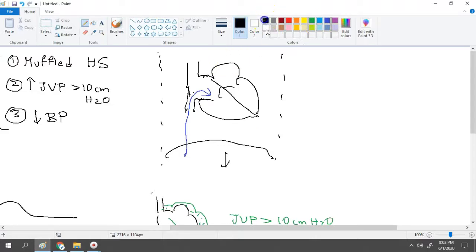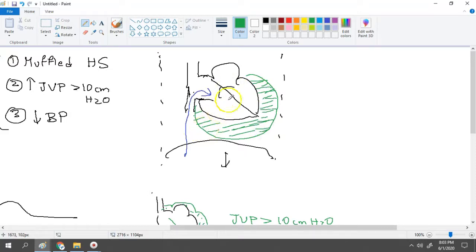Normally, this will produce the right ventricular wall to bulge outwards. Effectively, the interventricular septum will remain where it is. However, in case of cardiac tamponade, the right ventricle cannot move outwards. Why? Because there is a lot of fluid there, right? There is a lot of fluid. So the right ventricle is unable to move outwards.